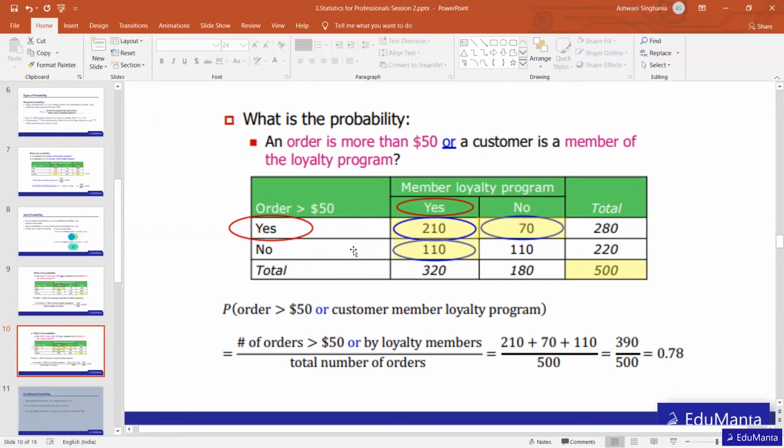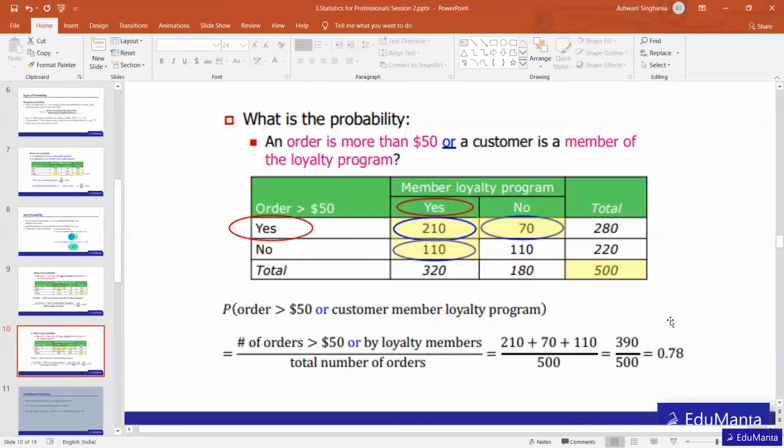Also, those people who do not order more than $50 but are members of the loyalty program will also be added, and those people who order more than $50 but are not in the loyalty program will also be added. So these three will be added and divided by 500, the total number of people. So the probability of an order more than $50 or a customer being a member of the loyalty program is 0.78.